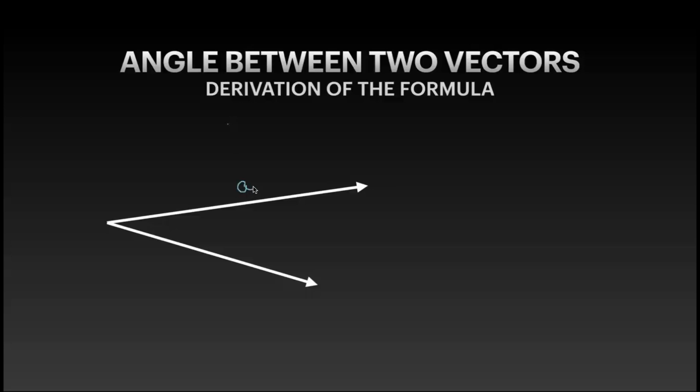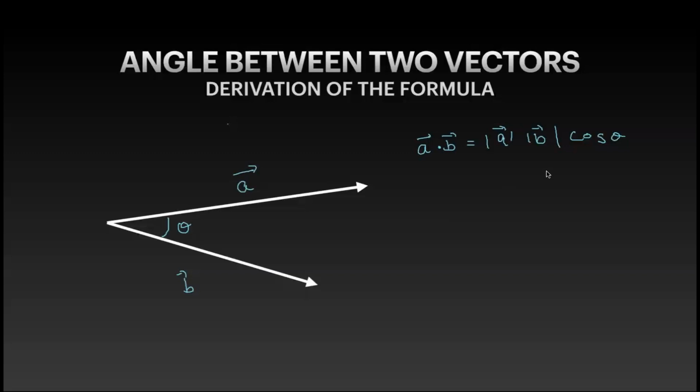Assume you have one vector A and another vector B making an angle theta with each other. The angle between them, how do you find out? Let us derive that formula. First, what is the value of A dot B? We know that it is the magnitude of vector A, times the magnitude of vector B, times cos of the angle between them.